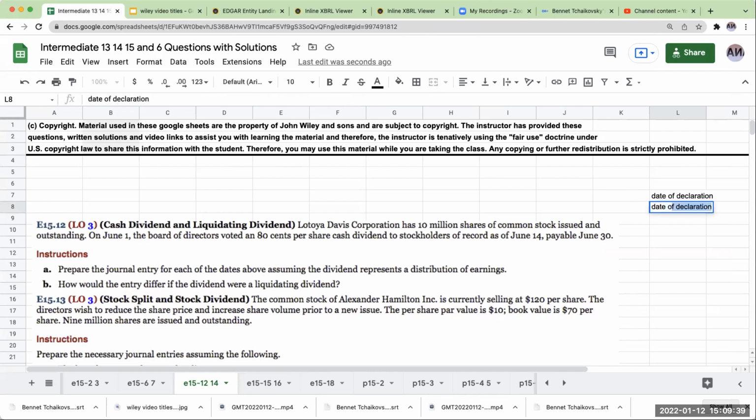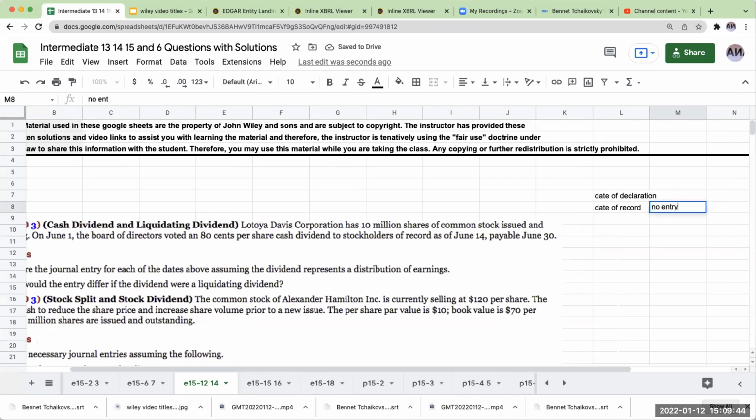There is a date of record. For the date of record, there is going to be no entry. The company's transfer agent looks at who owns the shares on a particular date, and they're the ones who do the record keeping. That's who actually physically owns the shares, and they're going to be entitled to the dividend payment. Then we're going to have the date of payment, which will also involve a journal entry.